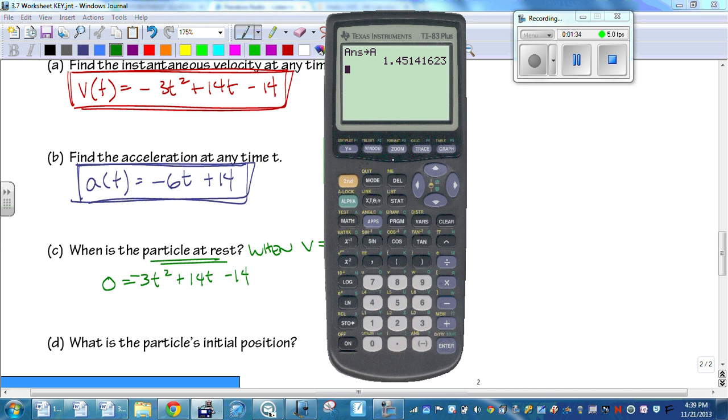And then I'm going to go back to my graph, and I want to find the other 0. So second trace, 0. And over here I can tell that 3 is to the left of my point, and then 4 would be to the right. Enter one more time. And we get 3.215. Again, I'm going to store that just in case I need it later in the problem. This one I'm going to store for B.